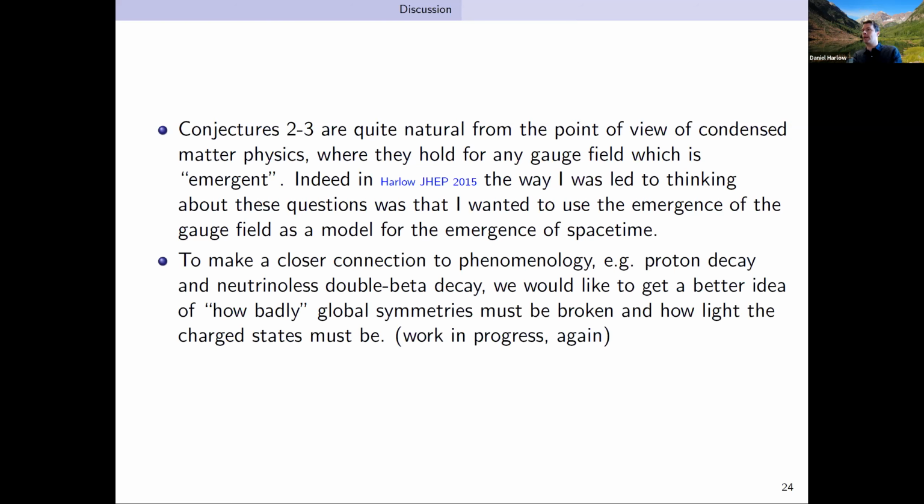To make a closer connection to phenomenology, for example, to think about the stability of the proton or neutrinoless double beta decay, which are things that probe symmetry violation in the standard model, we'd like to get a better sense of how badly global symmetries have to be broken, and also how light the charged states that are required must be. So this is something that we're thinking about.